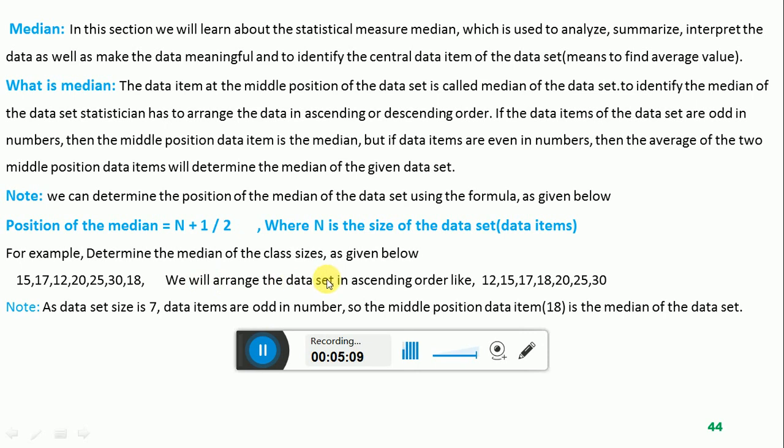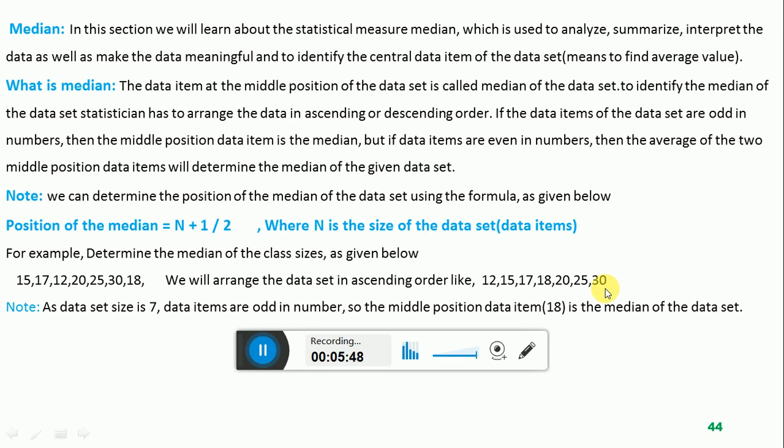We will arrange the data set in ascending order. As I told you, to identify the median for the given data set, the statistician has to arrange the entire data set in ascending or descending order. Suppose we arrange the given data set in ascending order, like we start from the smallest value to the largest value. So 12 is the smallest value of the given data set: 12, 15, 17, 18, 20, 25 and 30. So in the very first step, we have to arrange the given data set.